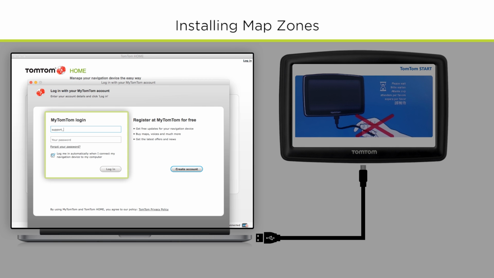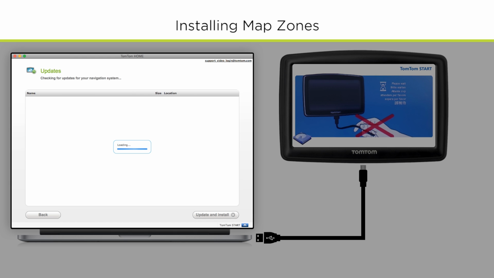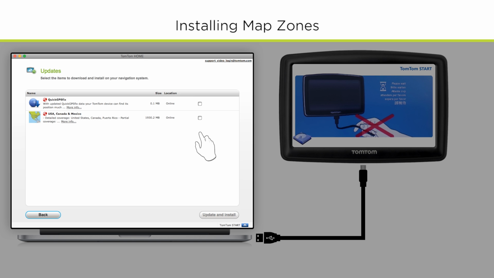If you purchased a map, make sure you use the same details to log in here as you did when purchasing the map. TomTom Home will scan your device and check if any updates are available. This can take a few minutes. Once the screen uploads with updates, select the map you wish to install from the list and click Update and Install.